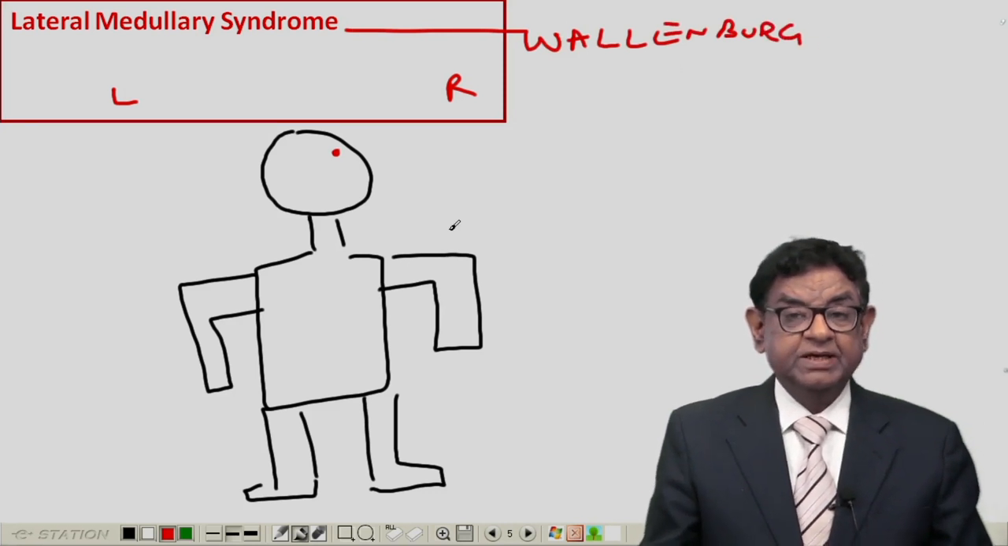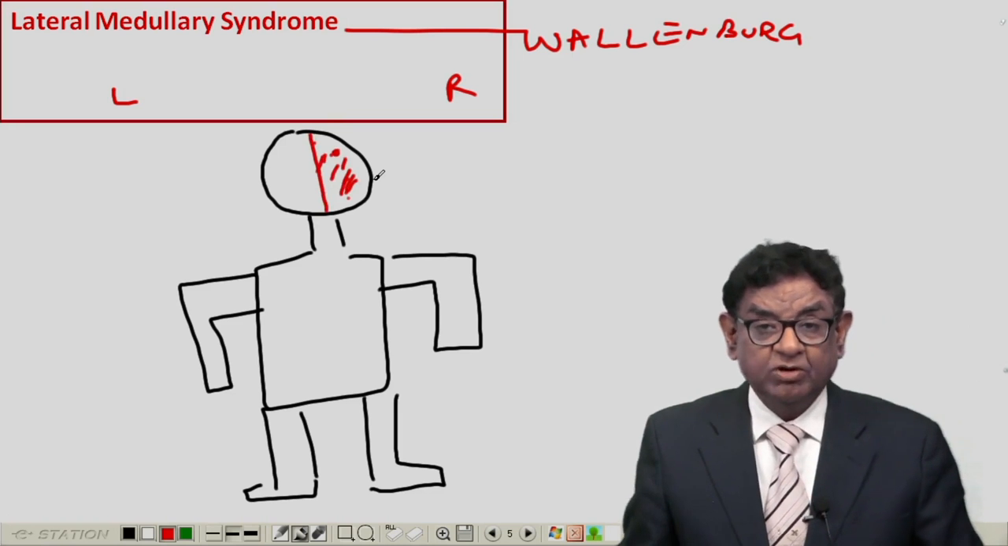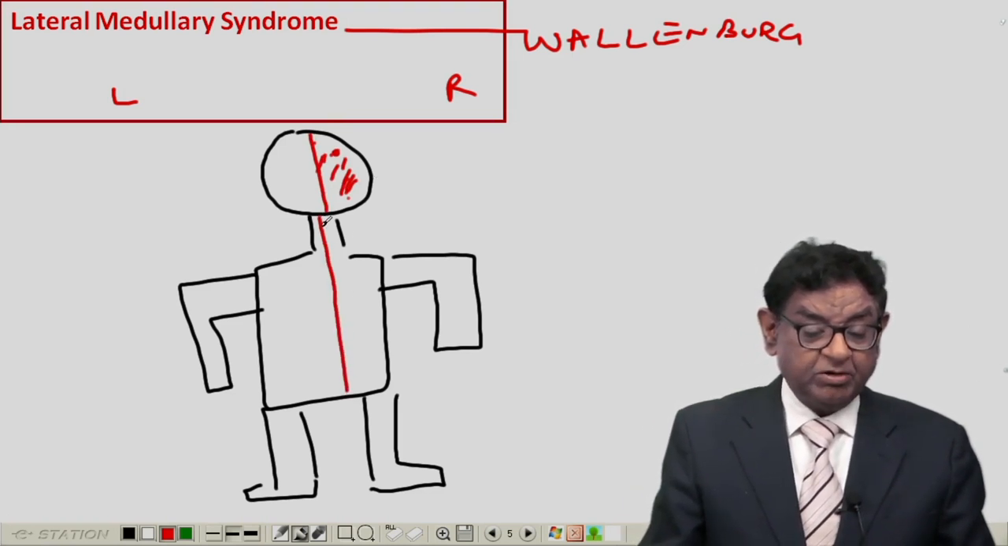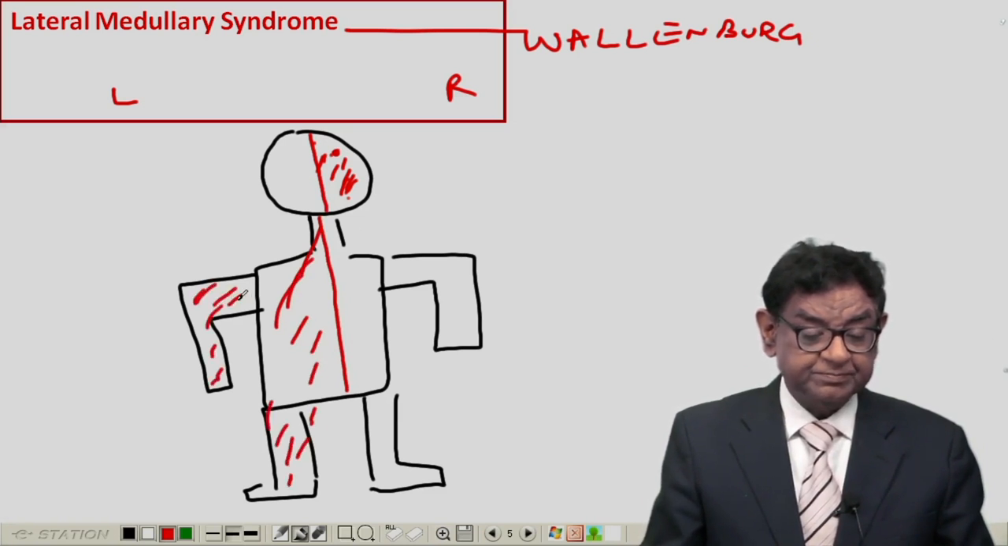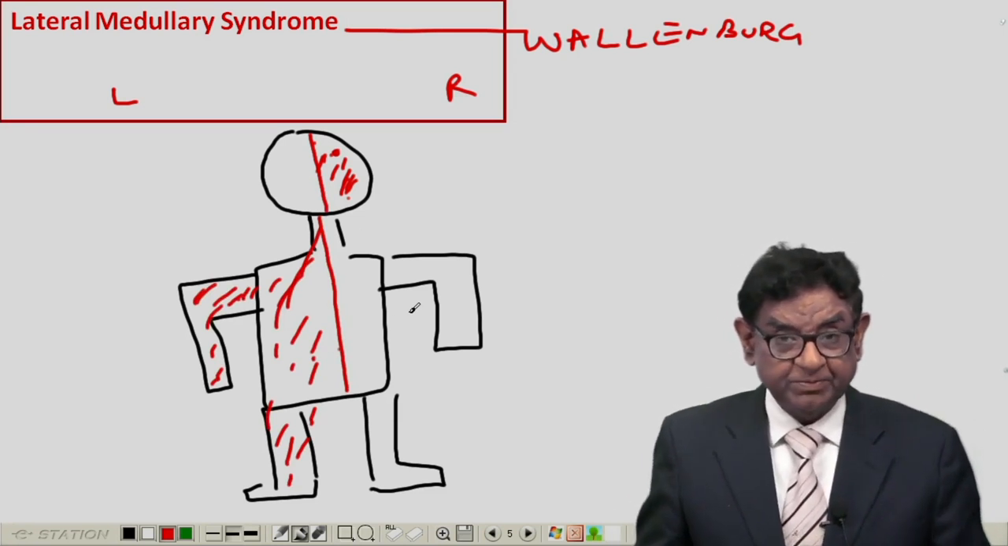Now, how will the patient manifest? There will be ipsilateral loss of all sensation, pain, touch, and pain in particular, and there will be contralateral loss in the body. This is what we get in lateral medullary syndrome.